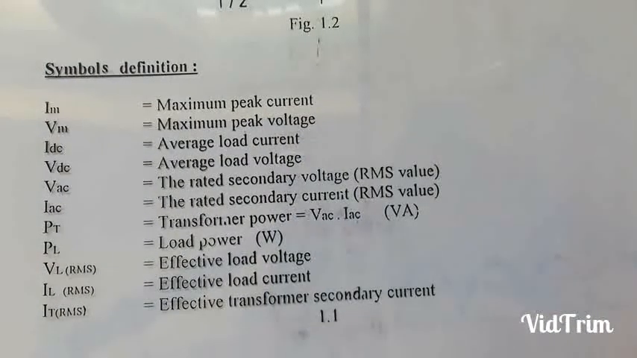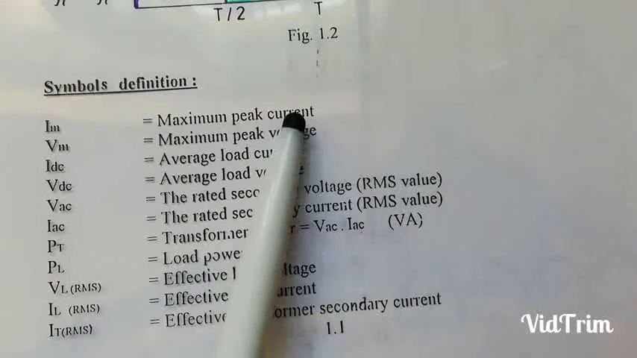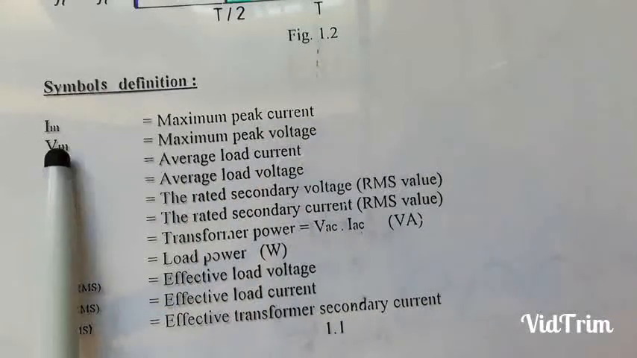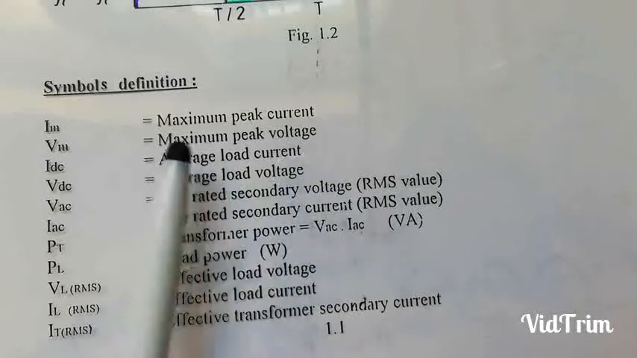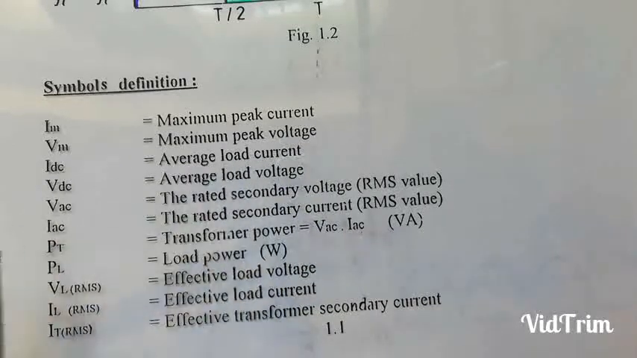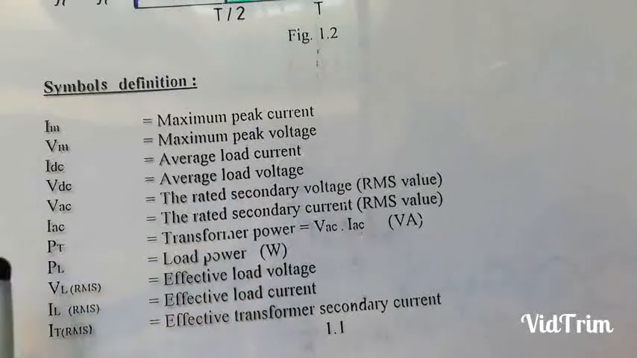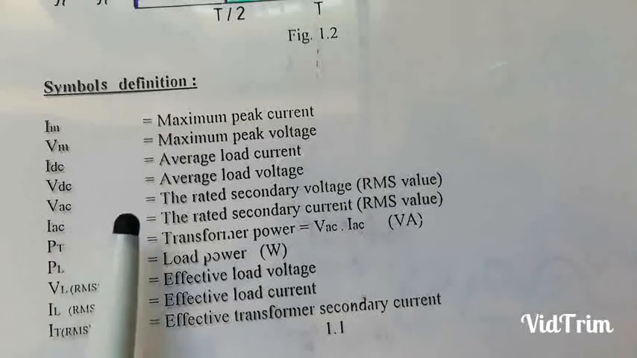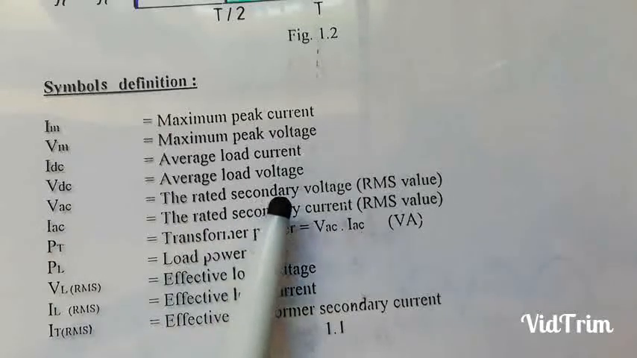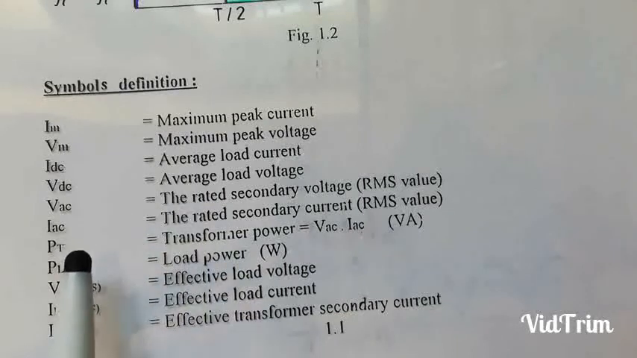We have the IM, which is the maximum peak current. We have the VM, which is the maximum peak voltage. We have the IDC, which is the average load current. We have the VDC, which is the average load voltage. We have the VAC, which is the rated secondary voltage RMS value. This is what's written on a transformer.